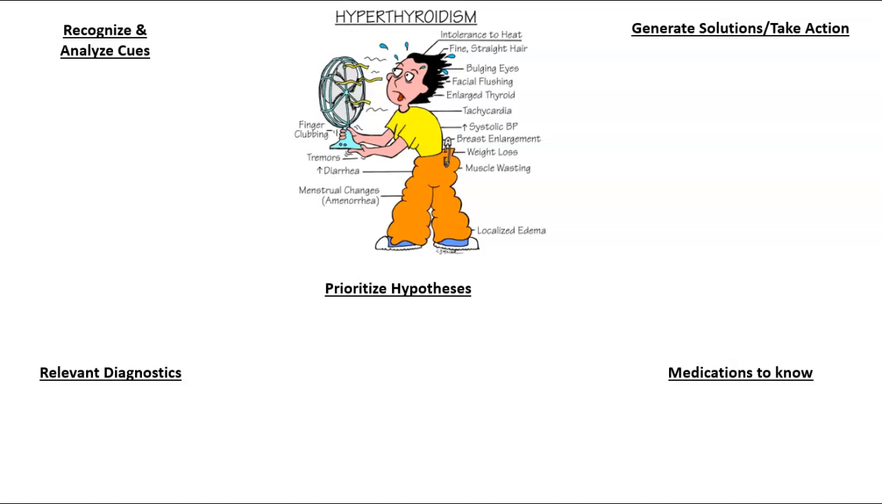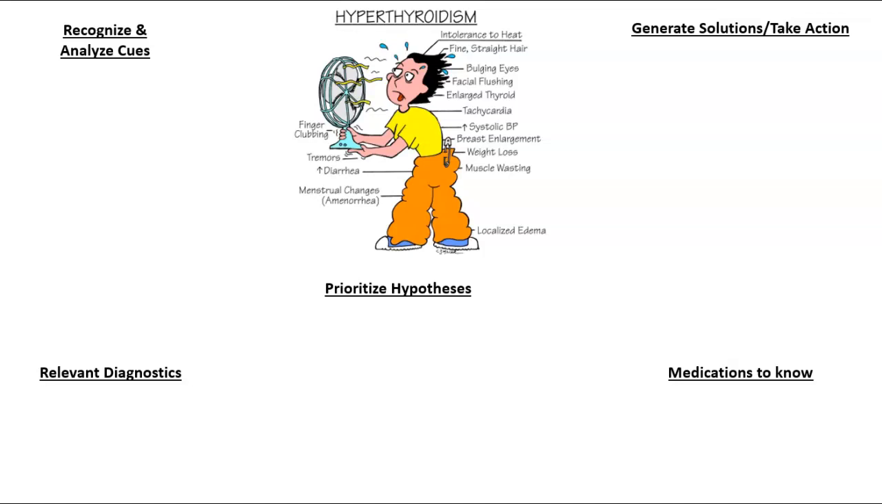We want to give the person who has hyperthyroidism a high-calorie diet, avoiding stimulants, right? These are not the people that we give coffee on their tray. They're already stimulated enough. Medications as ordered, which we'll talk about down below.